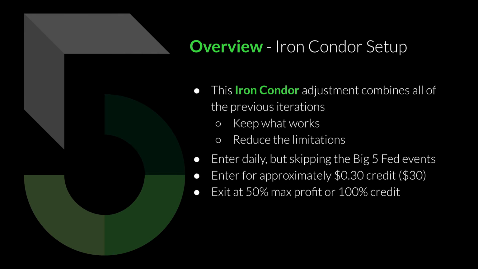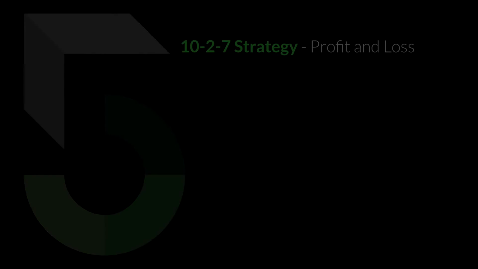What this does is start taking away some of that auto close risk that I was experiencing. It's also going to allow me to control my risk to reward a lot better. I'm either going to be making 50% or I'm going to be losing 100%. So that's going to be my 2 to 1 risk to reward, and we'll break that down in just a little bit. Again, I'm calling it the 10-2-7 Iron Condor strategy.